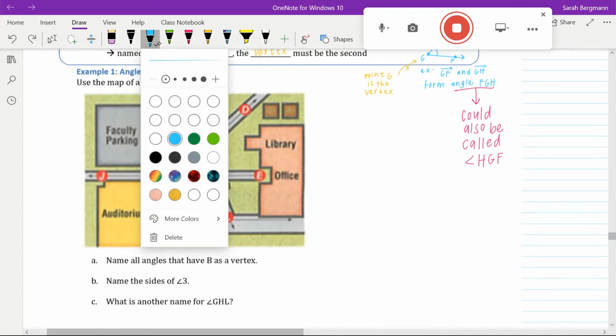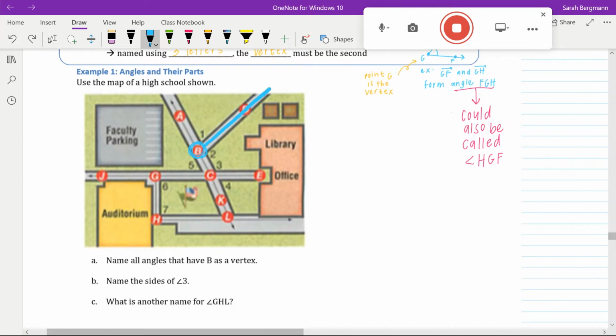Let me make this a little thicker so it shows up on the picture. This ray, ray BD, and this ray, ray BA, come together to form angle 1. If there is a number inside the angle, you can also use that to name the angle. So one of our answers here is angle 1.